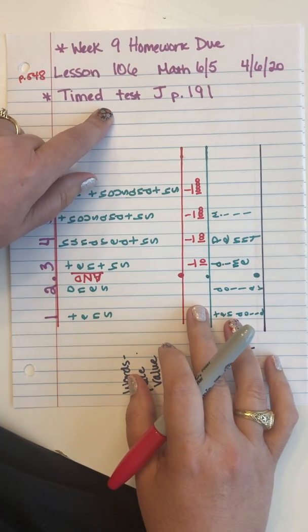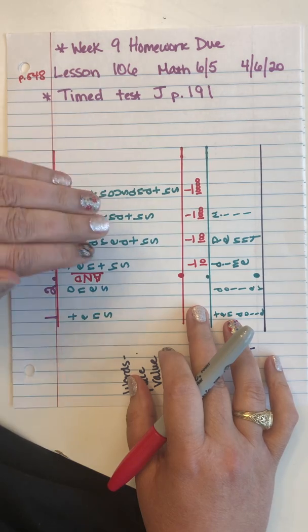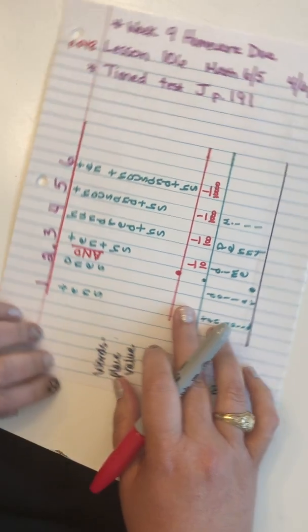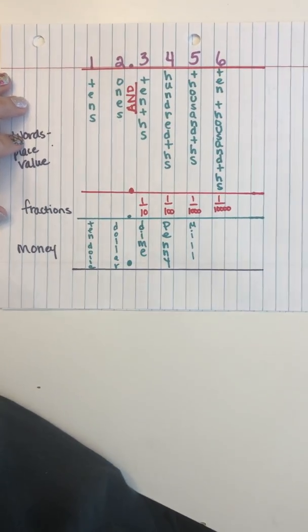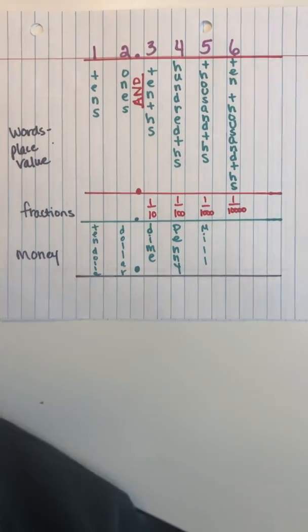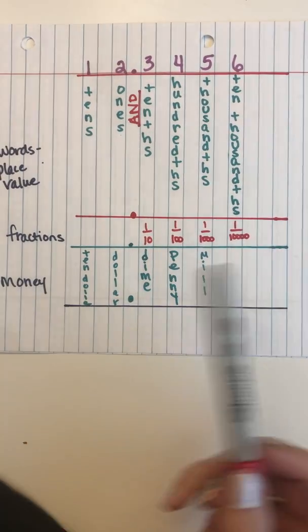I'm going to proceed on with lesson 106. It is on decimal numbers, and we're going to go all the way to the 10,000ths. So I made a chart. Let me make sure I can get it all on the screen for you, where you can see it really well here. Okay, so I made a chart.